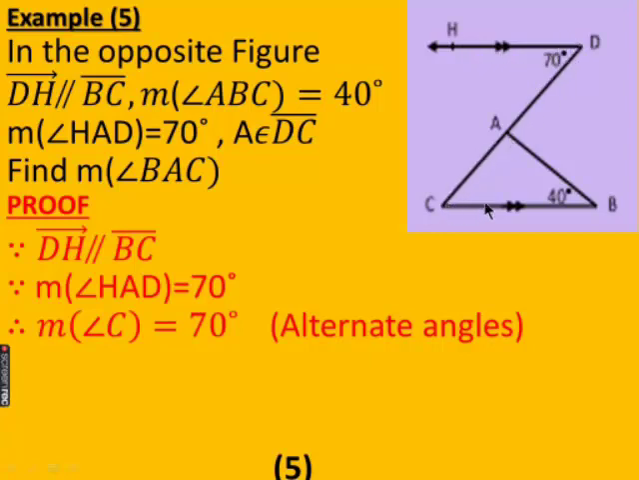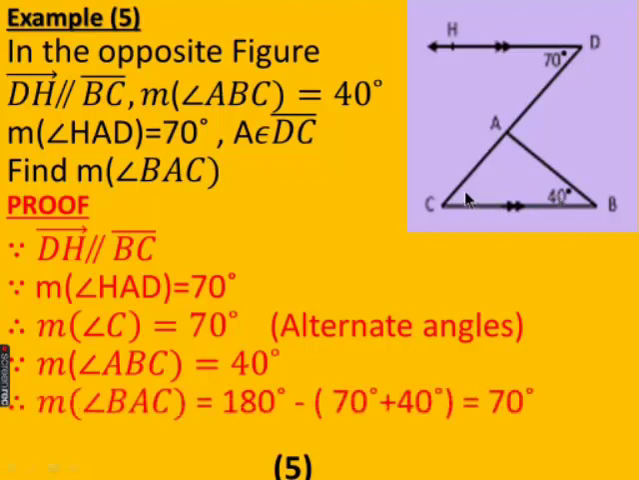This is 70, therefore measure of angle C is also 70, alternate angles. Look with me at triangle ACB. Now we have in this triangle measure of angle B equal 40 degrees and the measure of angle C equals 70 degrees. Now we want to calculate the measure of angle A. We know that the sum of the measures of the interior angles of any triangle equals 180. Then we can calculate measure of angle A from the relation 180 minus (70 plus 40) equals 70 degrees because they are angles of a triangle.